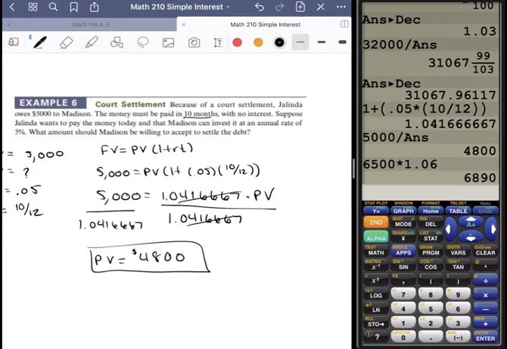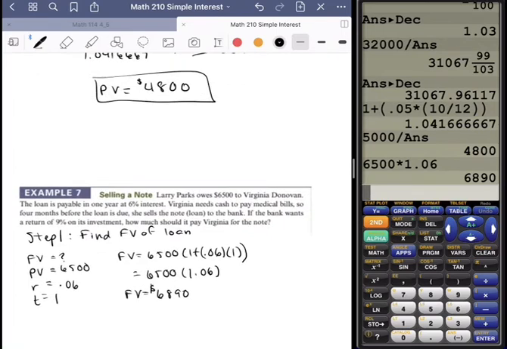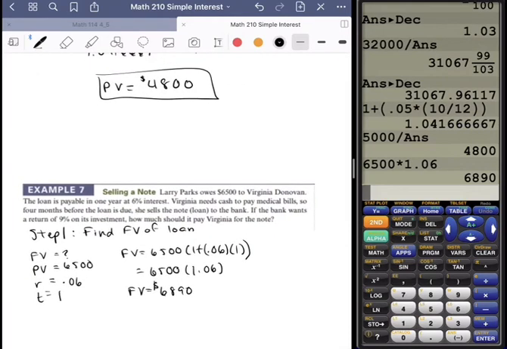Why 4 out of 12? Because that's when Madison sold the loan, the note. She sells the note to the bank in 4 months. There it is. Okay.